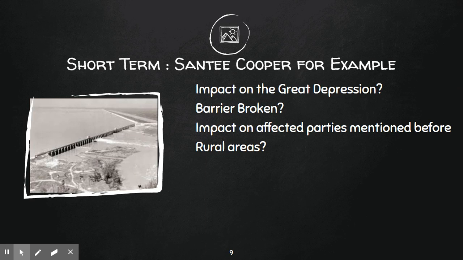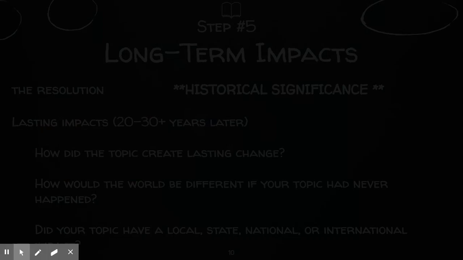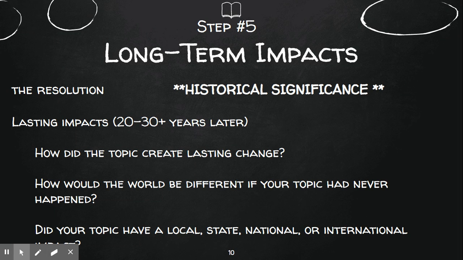Did other states mimic what South Carolina was doing with the Santee Cooper project? Surely South Carolina wasn't the only one that hadn't brought electricity all across their state. So we can start looking at like a national impact on this. And then I would go into my long term impacts. This is the resolution. This is where we get that in history part of the theme.